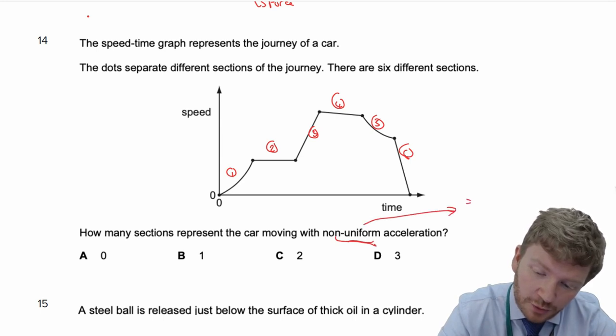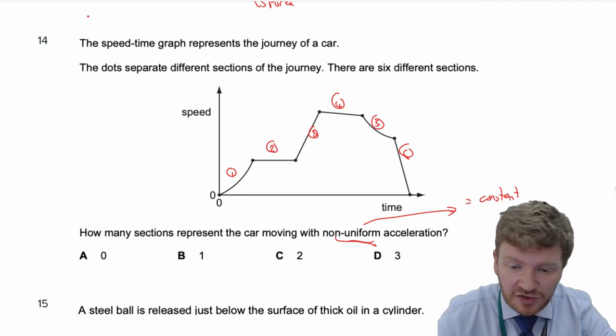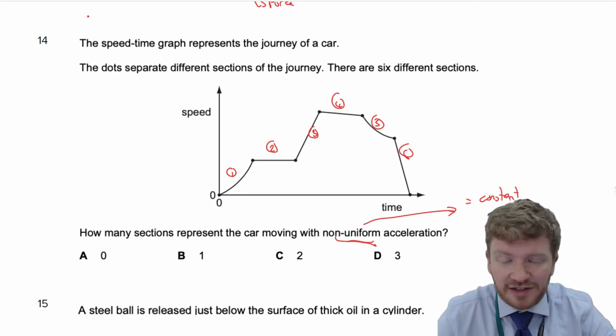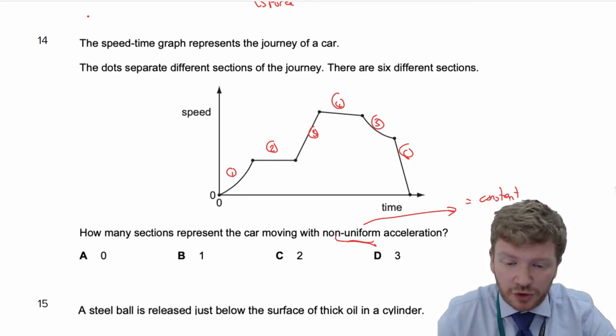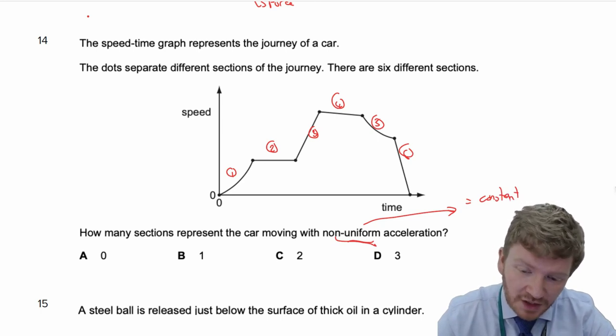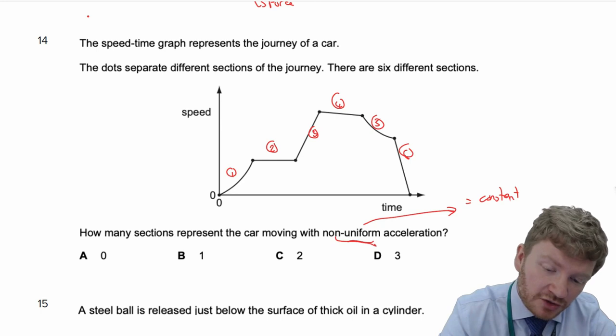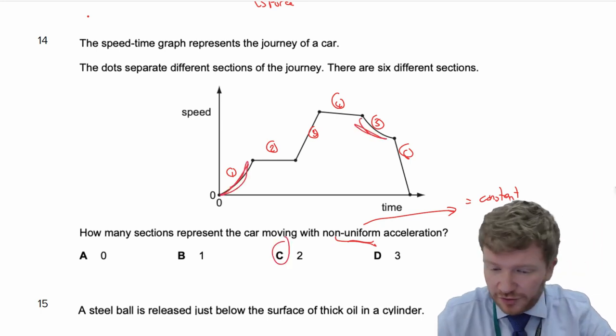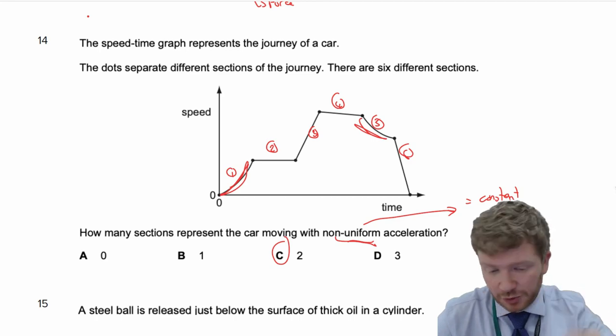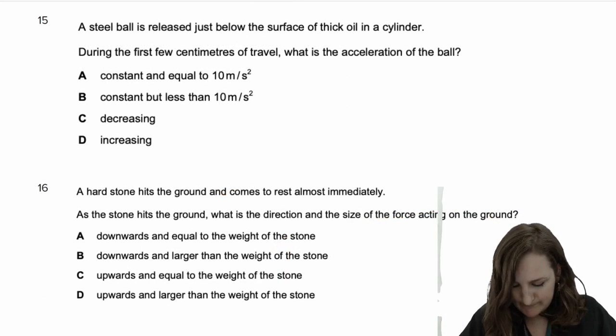So uniform means constant in this case. So it's basically asking you how many times does the car move with non-constant acceleration. Non-constant acceleration is represented by a curve, so that would be this section and this section, so there are 2 of those. So the answer to question 14 is C.